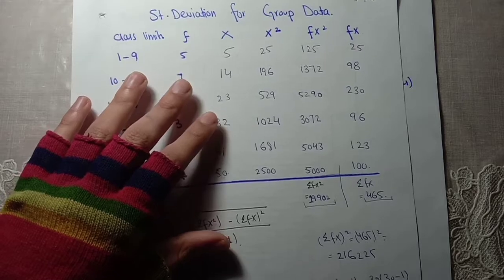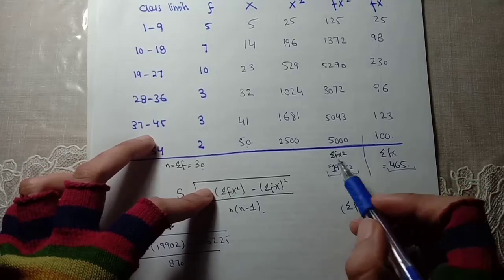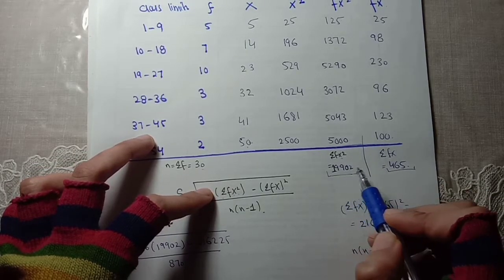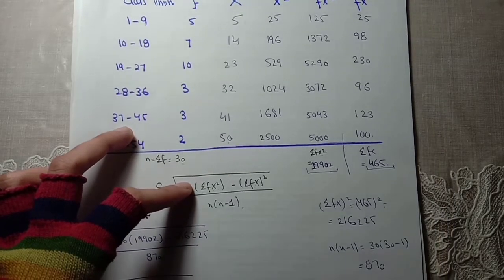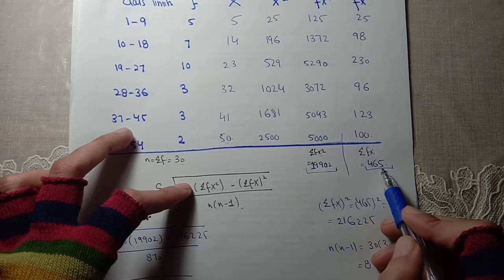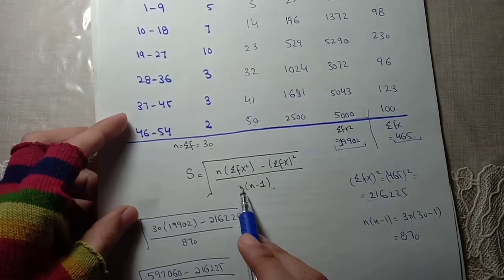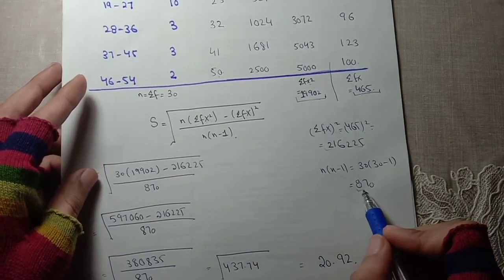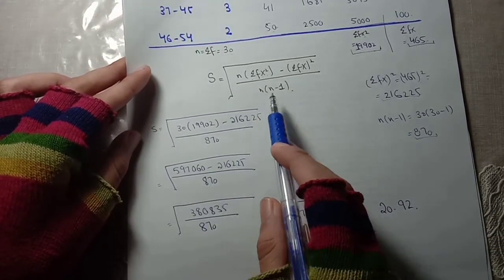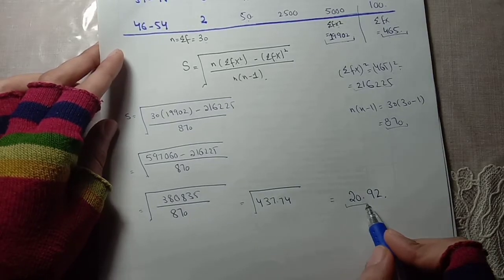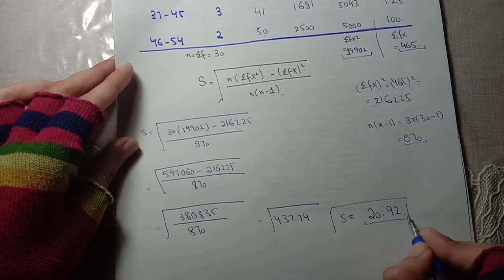And we got our answers, this and this. Now look at the formula: it is sigma fx square. So we have the value of sigma fx square. And what is the next value? It is sigma fx whole square. We have sigma fx but not its square, so we squared the value and we get this answer. And n into n minus 1 is 870. After putting these values into the formula, we got the answer 20.92, which is the standard deviation for grouped data.